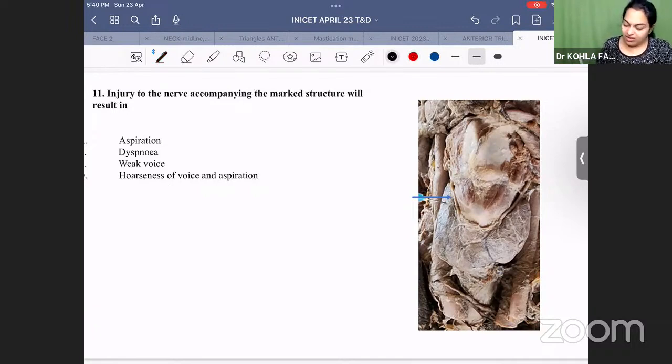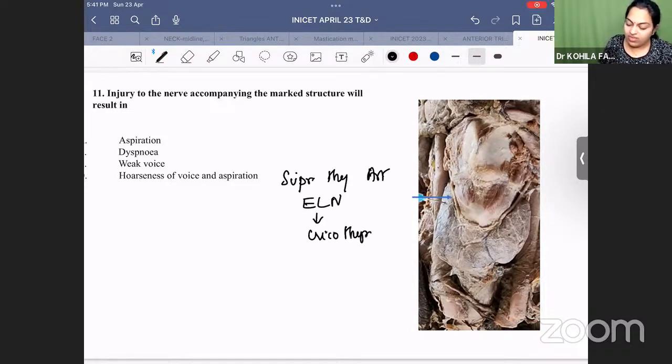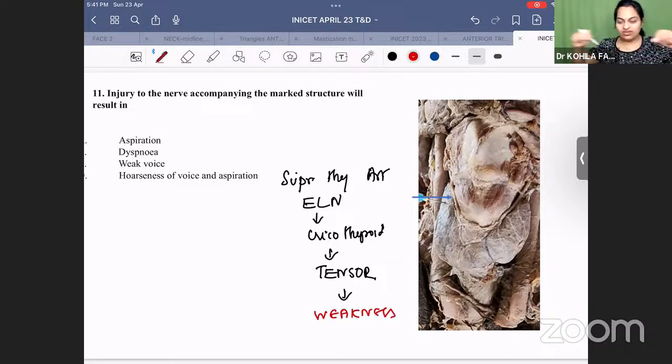Just wanted to put a cadaveric image. The structure pointed out is your superior thyroid artery, and the nerve that accompanies it is the external laryngeal nerve, which supplies the cricothyroid muscle. What is the action of cricothyroid? It's a tensor of the vocal cord. So injury to that will result in weakness of voice, right? You want to stretch it, you're not able to stretch it. And when you shout, the voice will be weak. You can't call someone who's very far away. Weakness of voice. What about the other laryngeal nerve, you know?